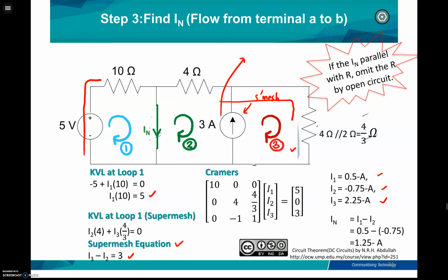And you can see that in this circuit, IN is in between I1 and I2, and you can see that the IN has the same direction as I1. Therefore, I1 minus I2, and then the answer will be 1.25 mA for the IN.